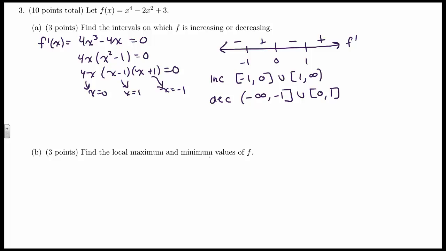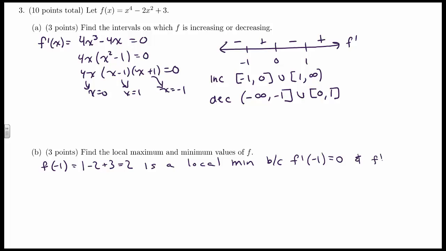Maximum and minimum values of f. Well, f of negative 1 is going to be a minimum. So that's going to be 1 minus 2 plus 3. It's going to be 4 minus 2, which is 2, is a local min, because f prime of negative 1 equals 0, and f prime goes from negative to positive at x equals negative 1.